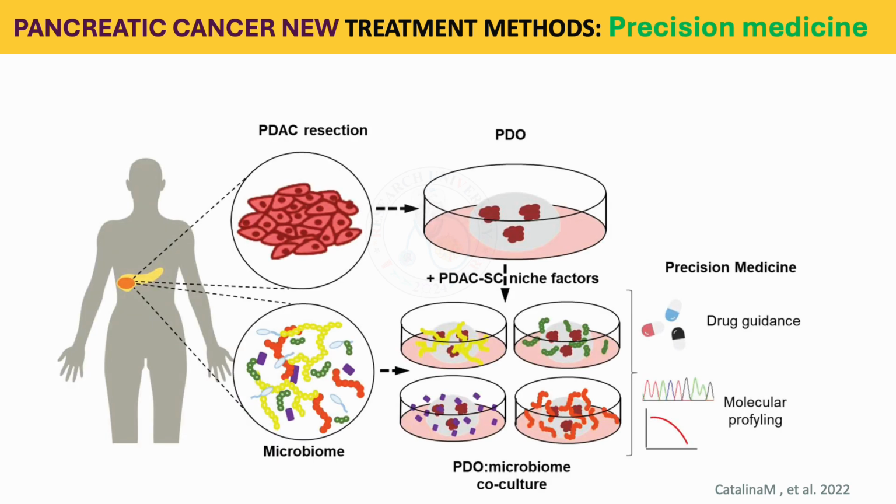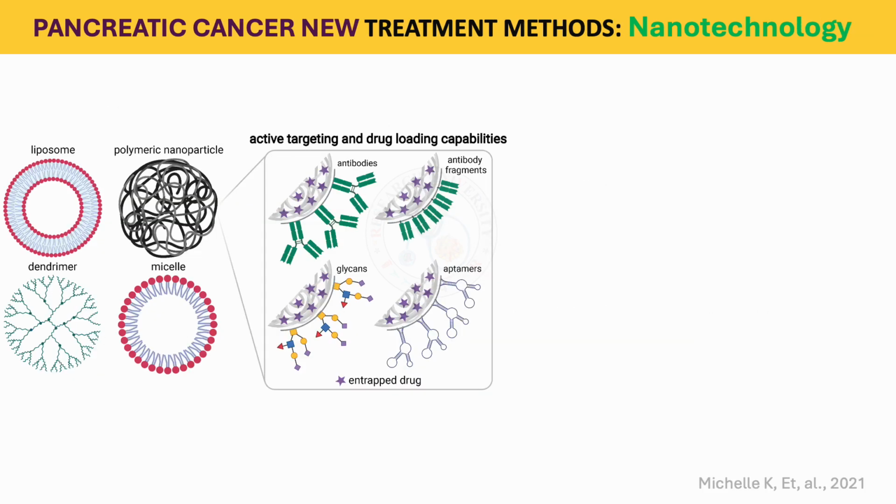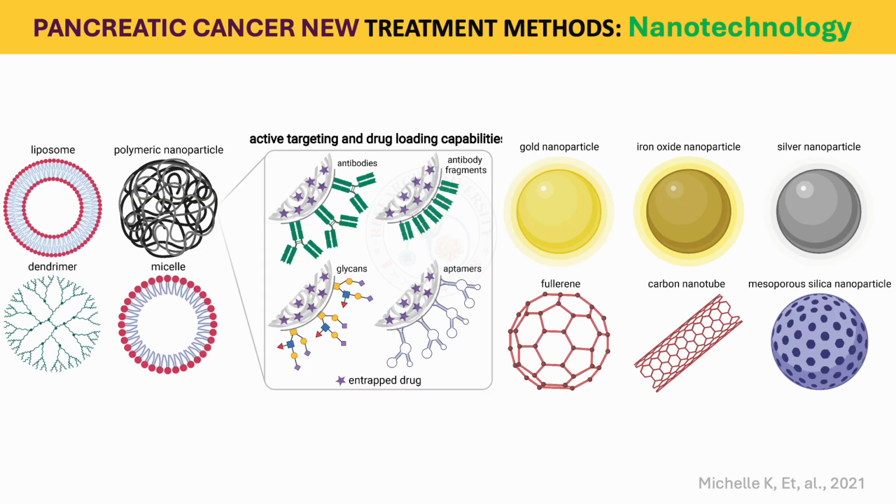Precision medicine involves tailoring treatment based on specific genetic characteristics of the tumors. Targeted therapy can be used to attack the cancer cells more precisely, potentially improving the treatment effectiveness and reducing the side effects. Another new treatment option is nanotechnology. Nanotechnology involves the use of tiny particles, also called nanoparticles, to deliver the drugs directly to the cancer cells and minimize the damage to healthy tissues. This approach may enhance the effectiveness of chemotherapy and reduce the side effects.